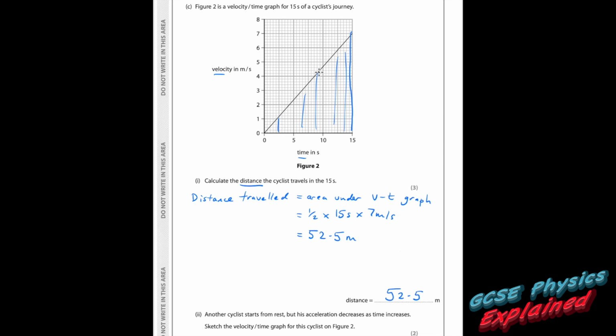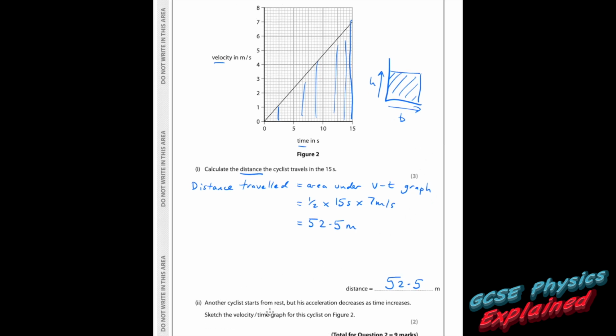The area under the graph isn't always a triangle. Sometimes it might be a rectangle, in which case you just do the height times by the base.